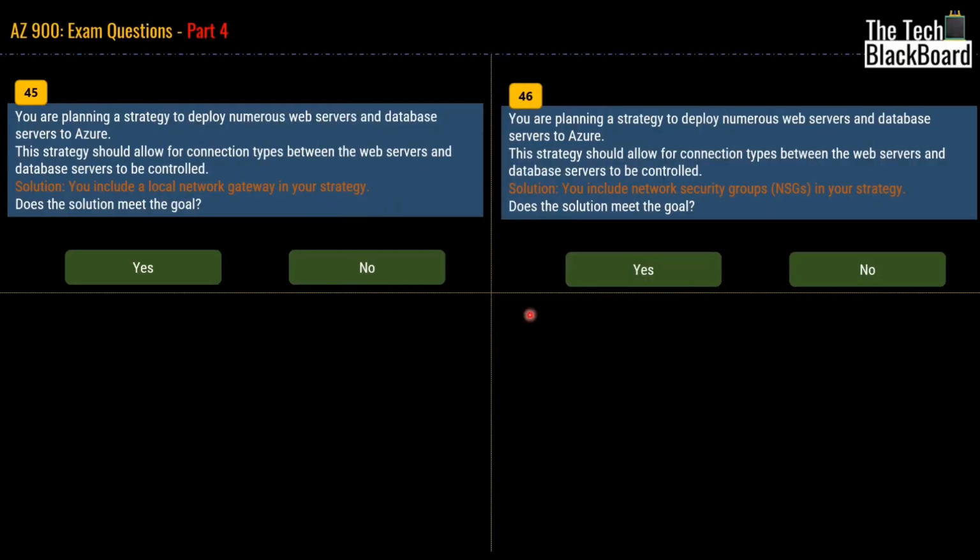Now that you have understood how NSG fits in this business case, the answer to these questions is pretty simple. Taking question number 45 first, the answer is obviously no, because it's just a local network gateway. It has nothing to do with securing or managing the connections between two Azure resources. And the answer to question number 46 is a definite yes.